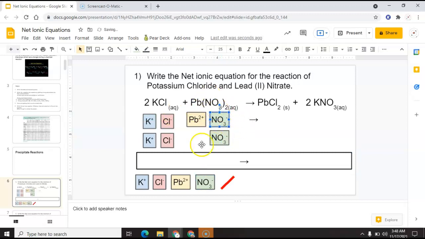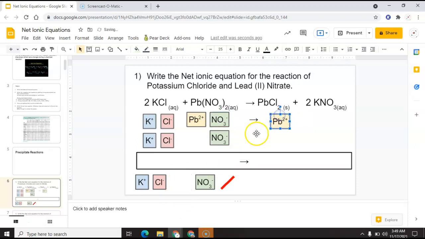Okay, so that's that split apart. Now I need to go onto the product side. My first product is PbCl2, so lead 2 chloride. You'll notice here that it has a solid, so should I split that apart? No. But I am still going to write it as a molecule.